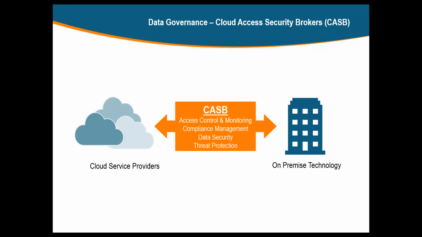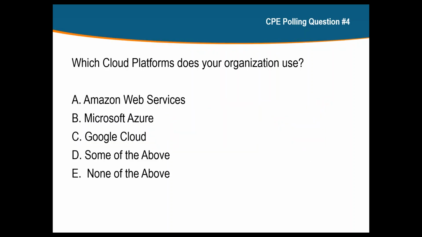And that brings us to our final polling question for today, which is, which cloud platforms does your organization use? And these are just a few of the very common ones. So A, Amazon Web Services, B, Microsoft Azure, C, Google Cloud, D, some of the above, or E, none of the above.